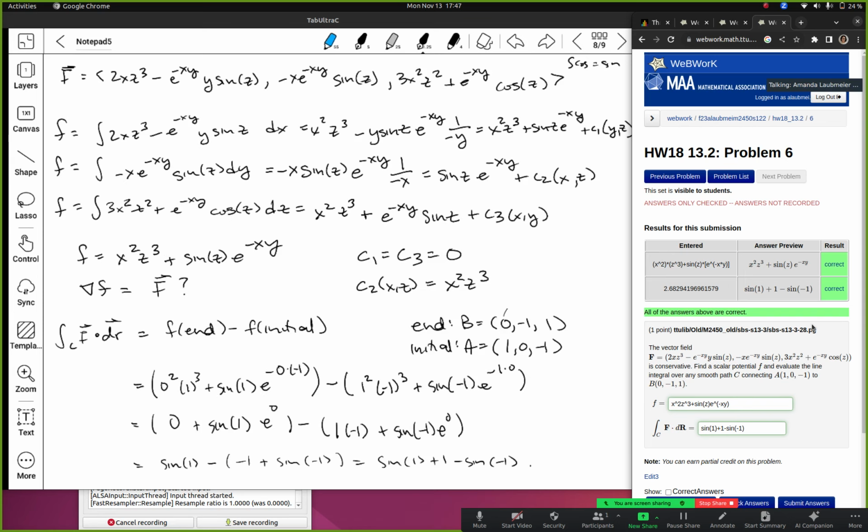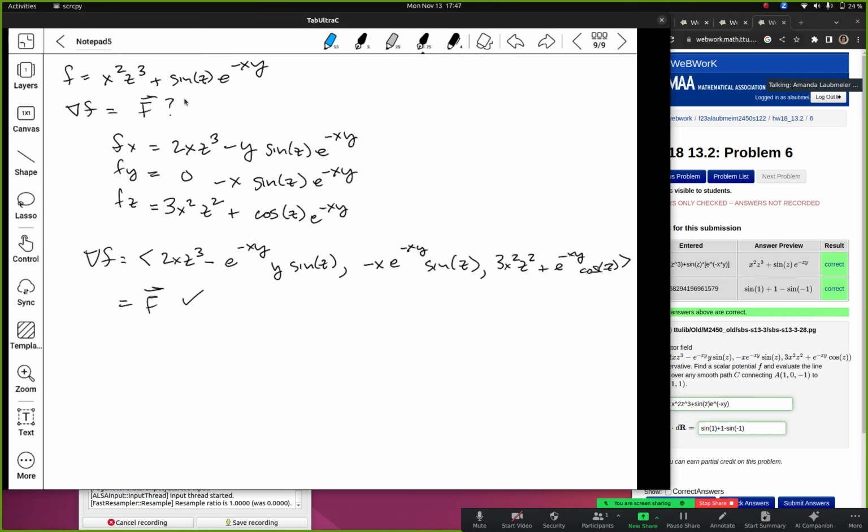But again, that's not necessary to finish the problem. It's just sort of helping you hopefully understand how we arrive at these potential functions a little bit more by seeing it in reverse, because this calculating a gradient thing should be more familiar to you. We did it earlier in class.